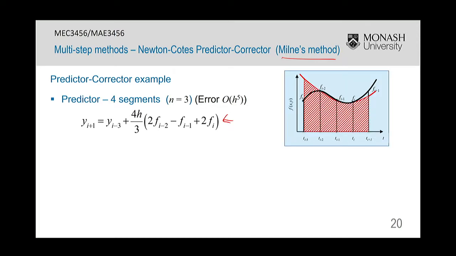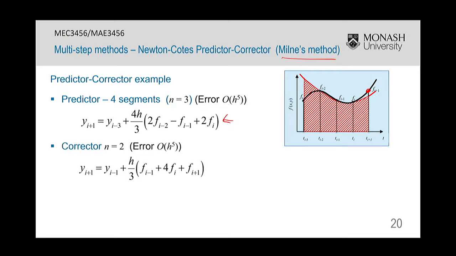And effectively what we're doing there is we're fitting a cubic over the 3 points f_(i-2), f_(i-1), and f_i, integrating that from t_(i-3) to t_(i+1). That's what gives us that formula. So this gives us an estimate of what y is at this point here, and we can calculate the function value there, f_(i+1).